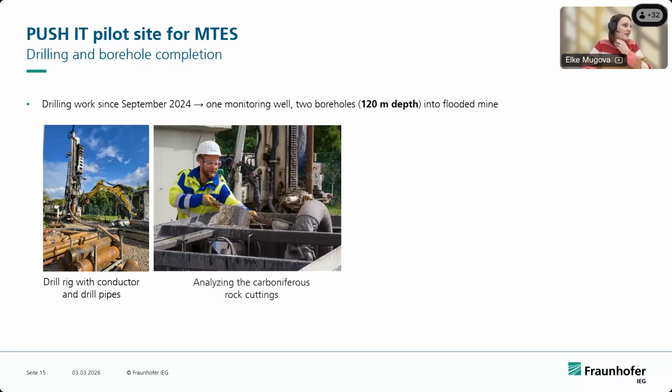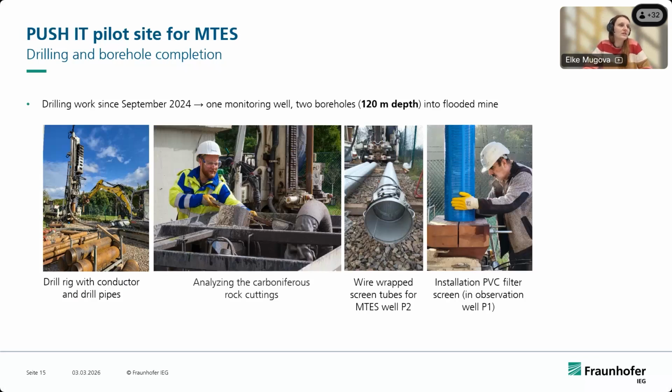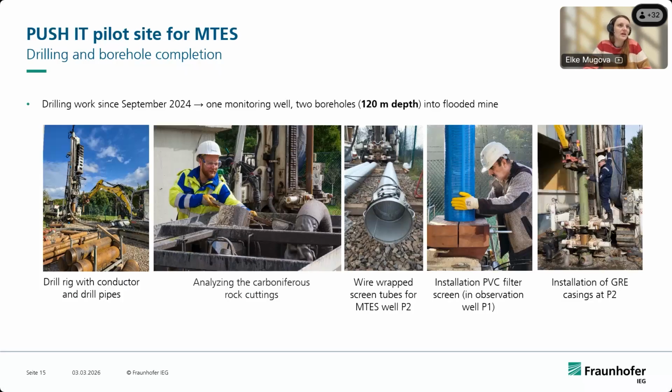Here you can see my colleague Stefan analyzing the rock cuttings. You can see wire-wrapped screen tubes for the second borehole. So we use these wire-wrapped screen tubes, and we installed a PVC filter. This is now a picture from the observation well. And we did not use steel casing, and I already saw one question in the chat.